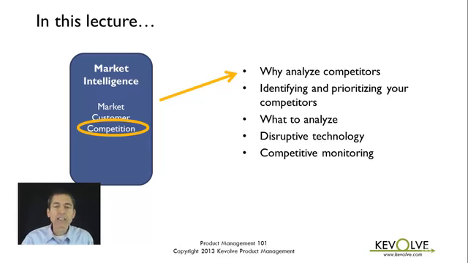In this lecture, we're going to look at, first of all, why you would analyze competitors, why it's important as a product manager, identifying and prioritizing your top competitors, and what to analyze. So once you've identified those competitors, what do you need to know about them? We're going to talk about this idea of disruptive technology, which in a sense is another form of competition. And then an ongoing process of competitive monitoring.